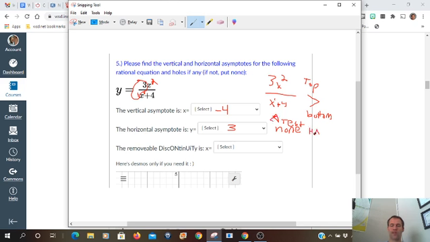Nice. Okay, the removable discontinuities, the holes. Does anything cancel? Can the x's cancel? No, because it's connected by the umbilical cord, the plus symbol. So again, we just say none. Beautiful.